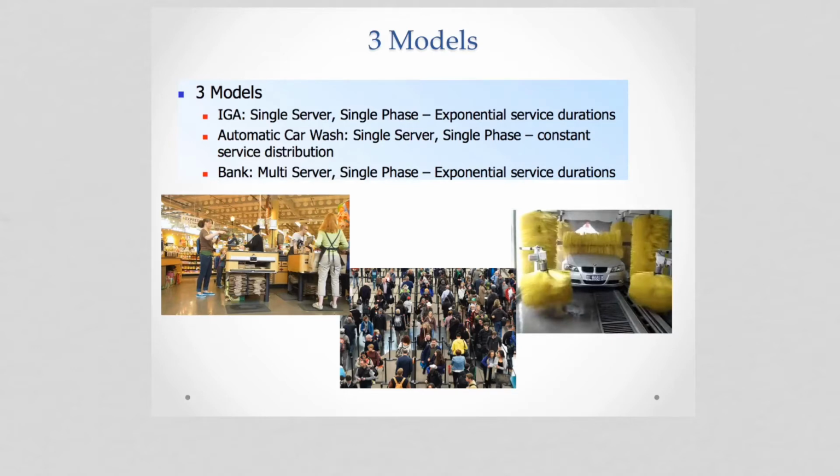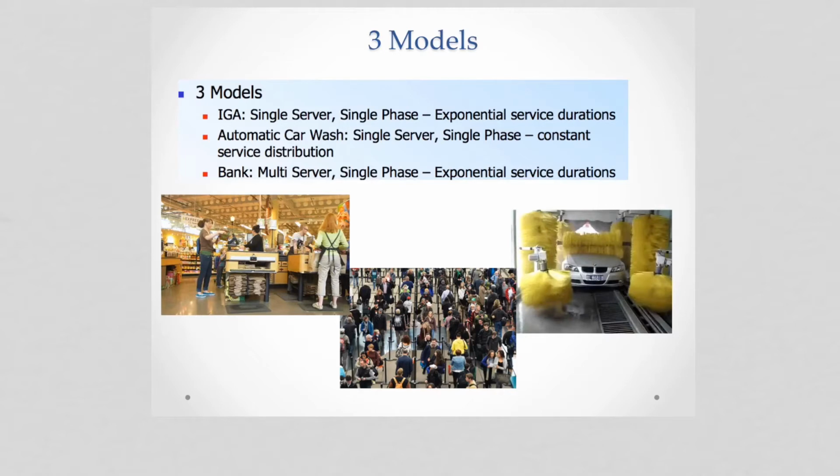The first one is what I like to call the IGA model, which is a single server, single phase model. You see here, clients can pick any server they want, there are several independent lines, and they can walk to any server they want. So that's your IGA model, single server, single phase.